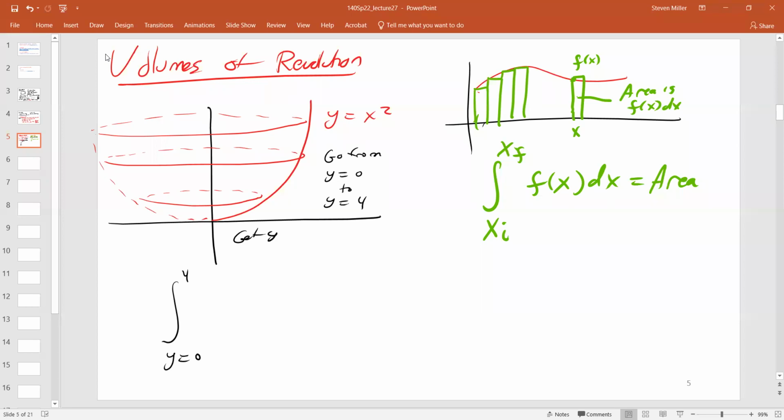We get cylinders or disks of thickness dy and radius x, right? Ah, I have y as a function of x. I need x as a function of y, because for a given value of y, the radius is going to just be x. That's how far I go. So this is a particularly nice function, y equals x squared. Can you find x as a function of y?